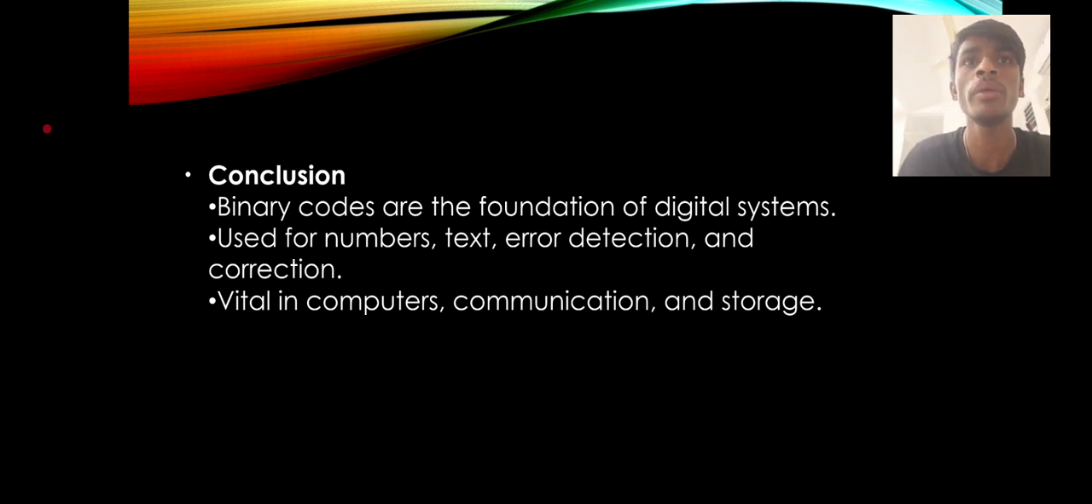Then there are embedded systems and microcontrollers. Embedded systems use binary codes to control devices automatically based on instructions in binary. Microcontrollers in devices like microwave ovens, remote controls, and sensors operate with binary coded instructions. It is also used in error detection and correction. Binary codes incorporate techniques such as parity bits and Hamming codes to detect and correct errors during data transmission and storage.